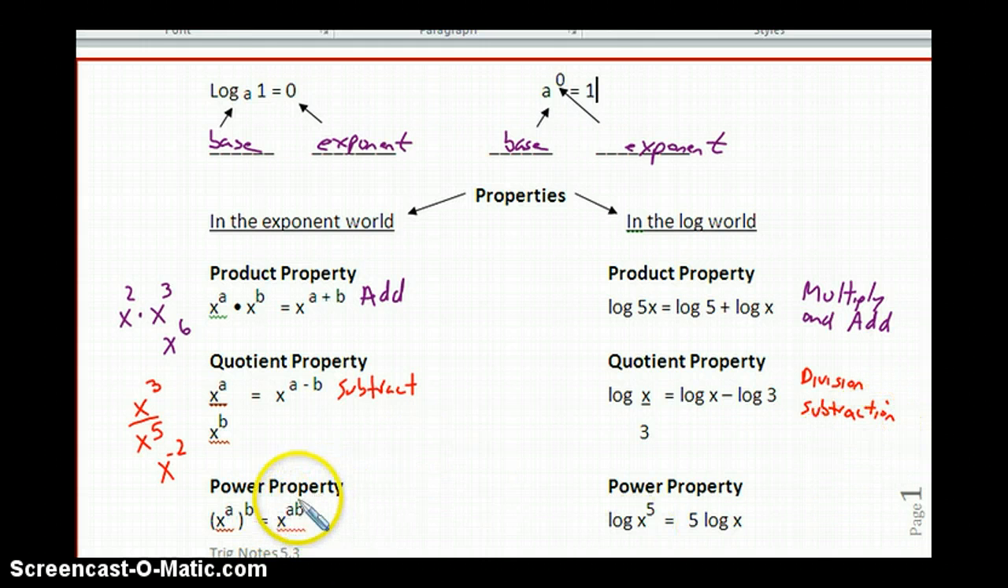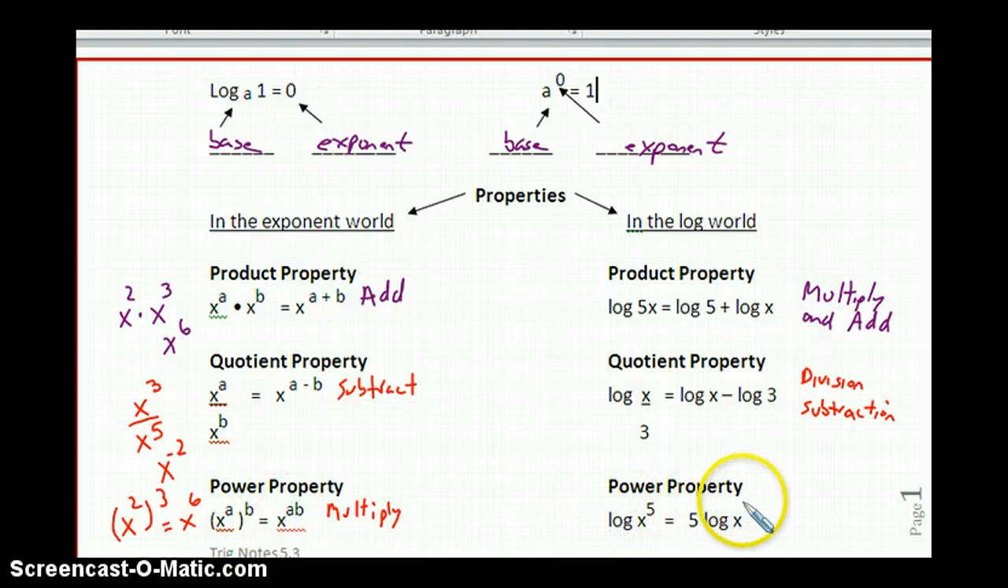And finally, the power property. If you have maybe x squared and you're raising it to a power, the rule here was you multiply the exponents. So this would equal x raised to the sixth power. So multiply when you're going from a power to a power.